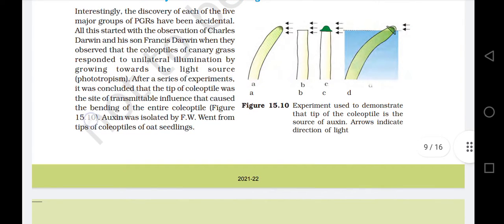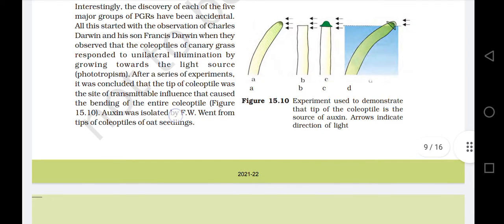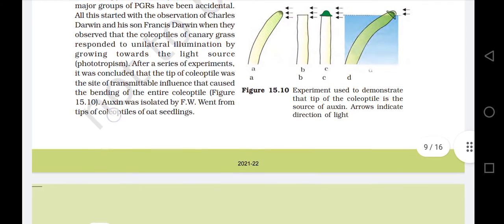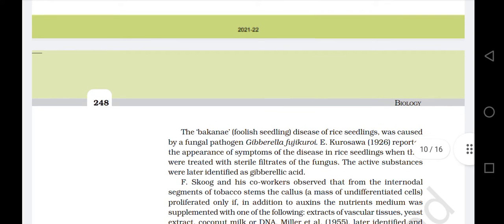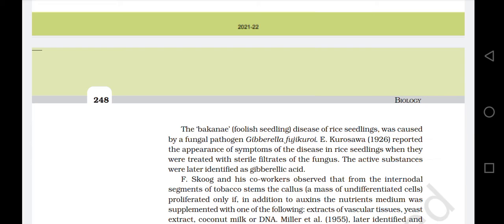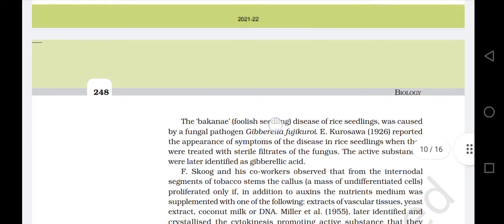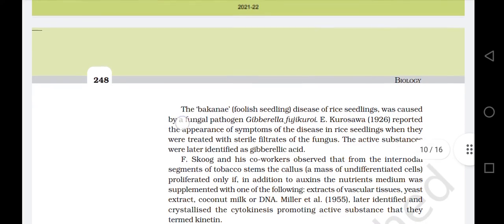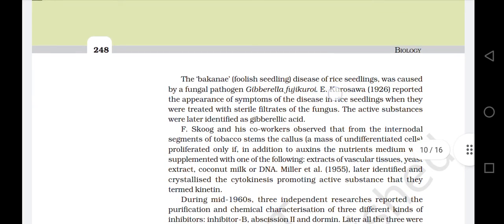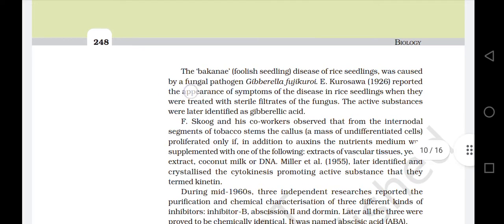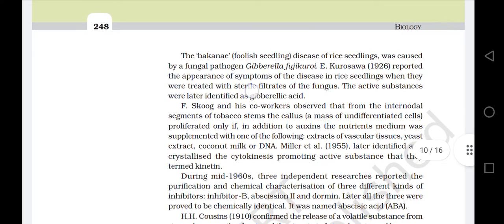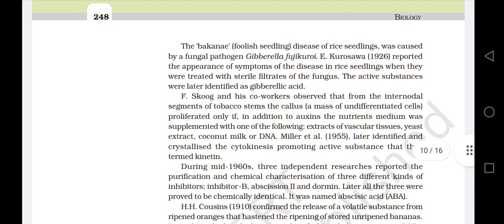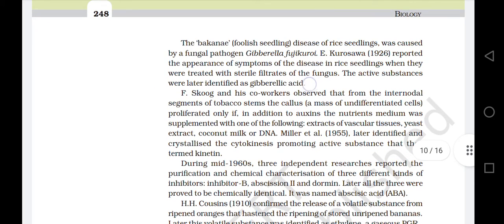Figure 15.10. Auxin was isolated by F.W. Went from tips of coleoptiles of oat seedlings. The bakanae disease of rice seedlings, that is foolish seedling disease, was caused by the fungal pathogen Gibberella fujikuroi. Kurosawa, 1926, reported the appearance of symptoms of the disease in rice seedlings when they were treated with sterile filtrates of the fungus. The active substance was later identified as gibberellic acid.